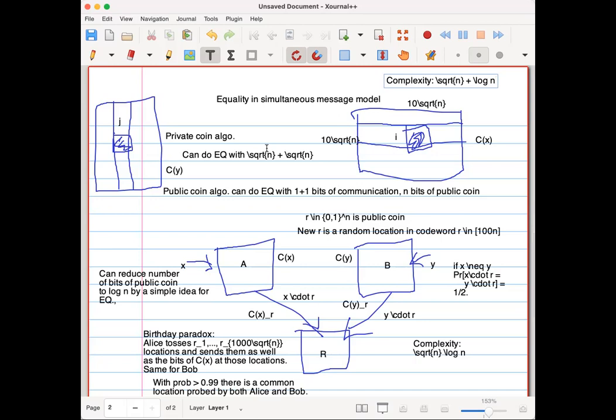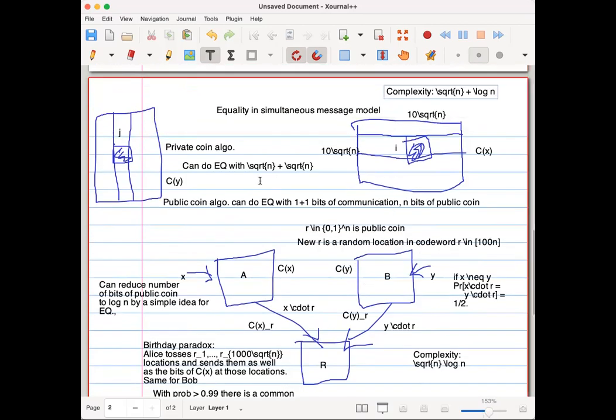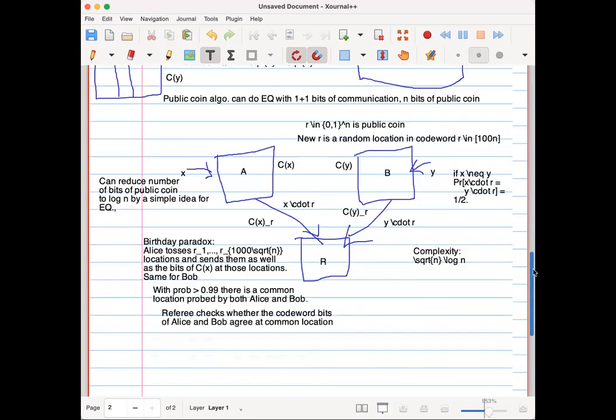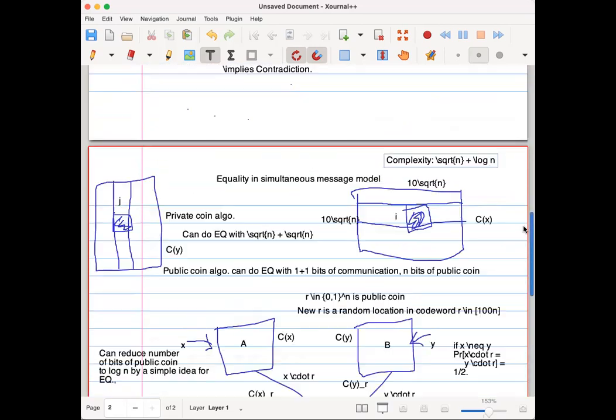Actually, I don't know if this is the idea in the paper, but I would suspect this is. I've never read that paper. So that's it. We can do with square root of n plus square root. Any questions, Hari? No? Is this clear? Okay, so now we are done.